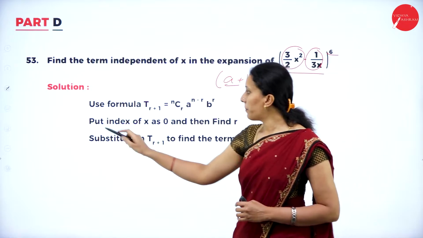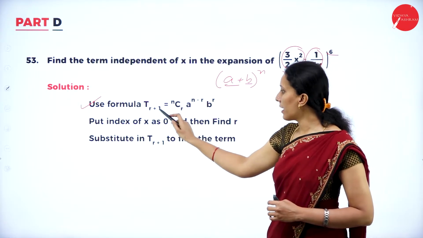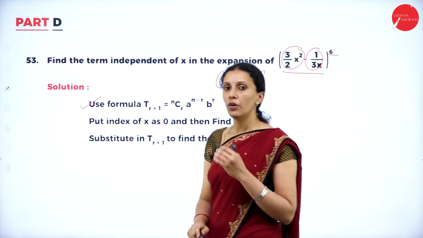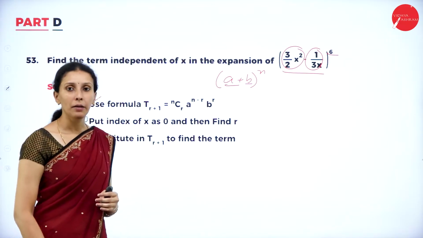For this purpose, we have to use the formula of the general term, that is T(r plus 1) is equal to nCr a to the power n minus r b to the power r. So why use this formula? Just to substitute the values of a, b, n.